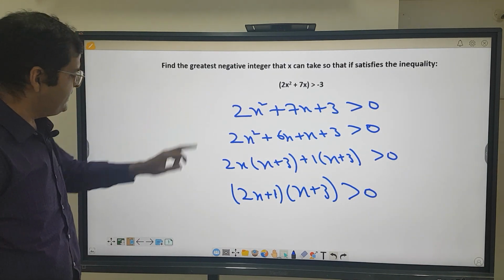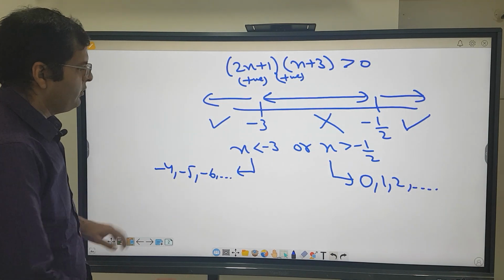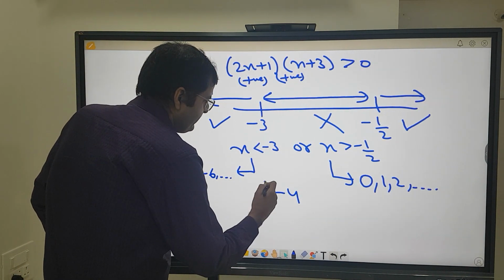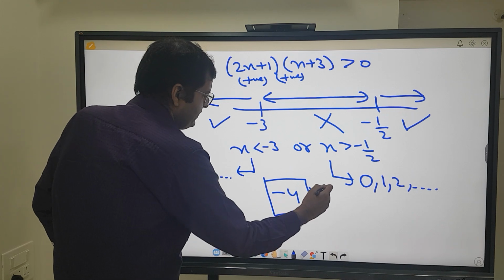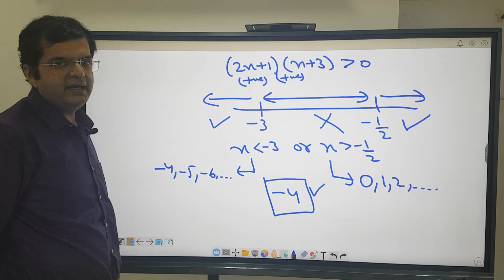And what is the greatest among them? Greatest is minus 4. So minus 4 is the greatest negative integer, and minus 4 over here is the right answer. Alright, that's how we solve this question.